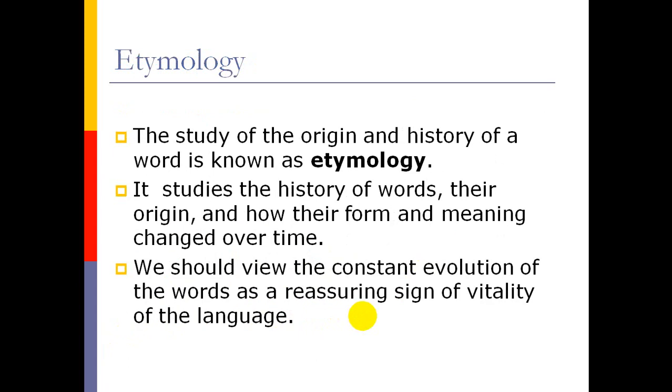Etymology. What is etymology? Etymology means the following. The study of the origin and history of a word is known as etymology. It studies the history of words, their origin, and how their form and meaning change over time. We should view the constant evolution of words as a reassuring sign of vitality of the language.